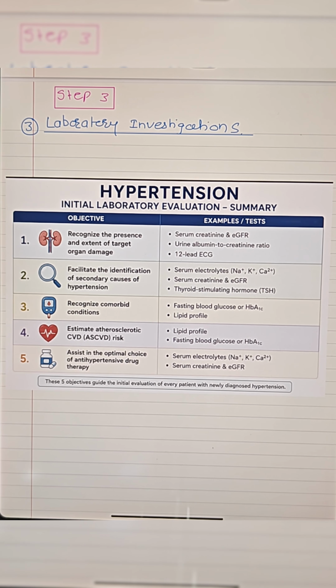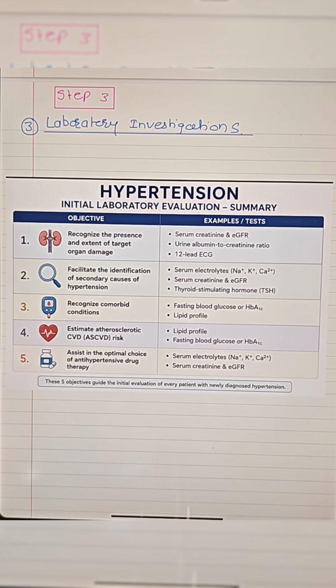Then you have to look for serum creatinine and eGFR. Also urine albumin to creatinine ratio to look for any nephropathy, that is damage to kidney. And you also have to look for retinopathy, that is an ophthalmological examination. You have done that. Then the above mentioned secondary causes, now you have already seen the secondary causes for hypertension.